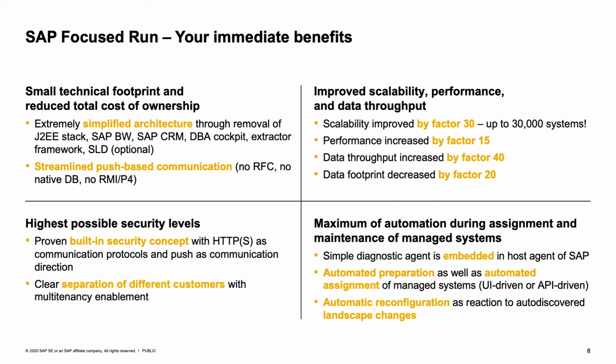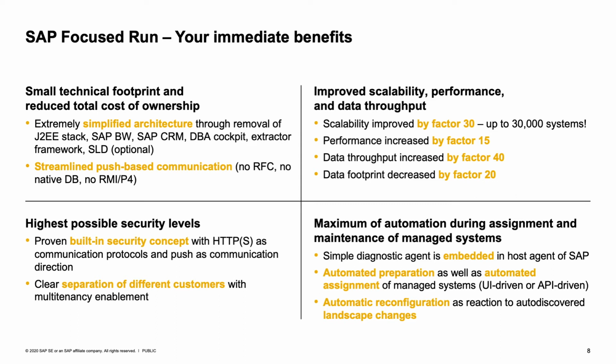Focused Run communicates with the managed systems only via HTTP, HTTPS. Therefore, it doesn't need RFC communication, native DB communication, or RMIP4 communication, and the corresponding ports can be closed on the firewall. This brings a big plus from the security point of view, plus also the fact that we are using HTTPS communication, which is encrypted from this point of view already, makes it secure and robust also.